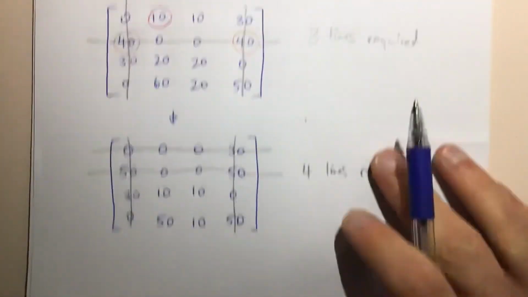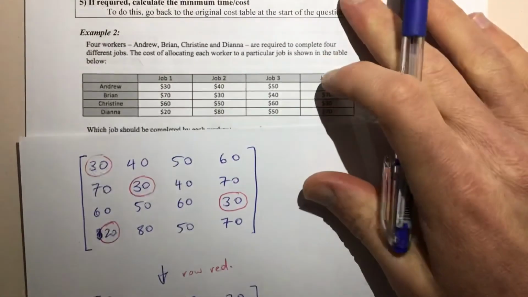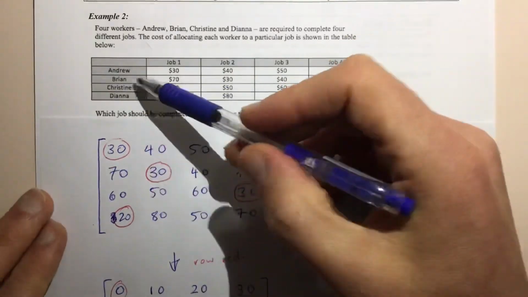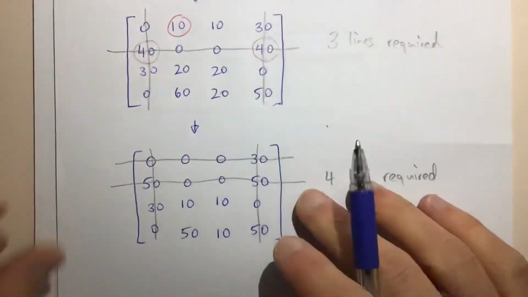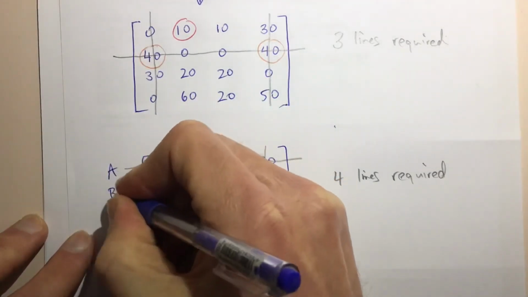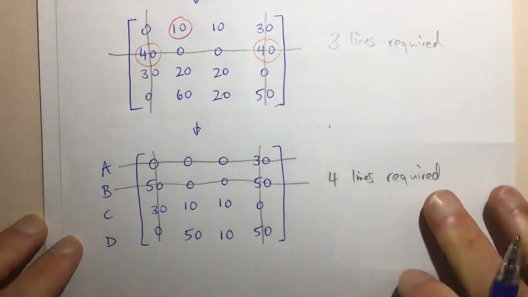So basically, if we think back to it, I'm going to go back to the original table here, just so that I remember that the names were down the sides here. So A, B, C, and D, I'm going to just write on this final table A, B, C, and D to remind me of the people that they represented.